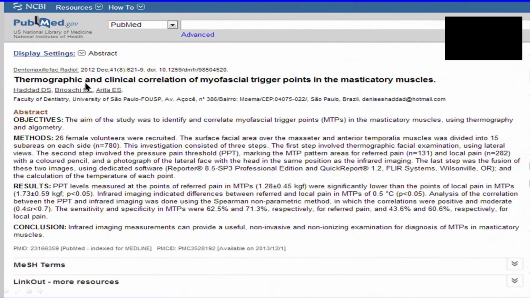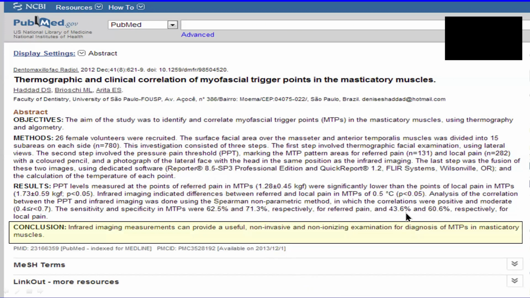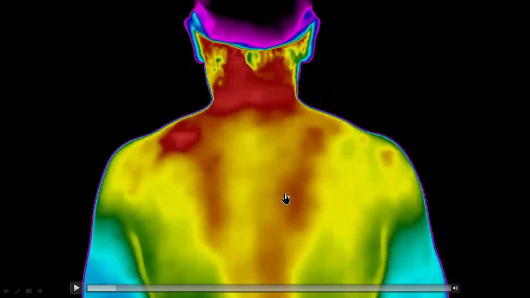This is a paper that we published here with Denise. She's a doctor and she studied orofacial pain. And in this paper, we proved that it's possible to see hot spots on the face, especially in patients that have triggers or myofascial trigger points on the masticatory muscles, and it's very interesting.